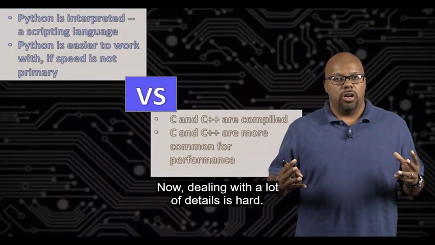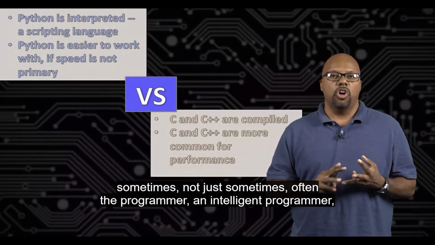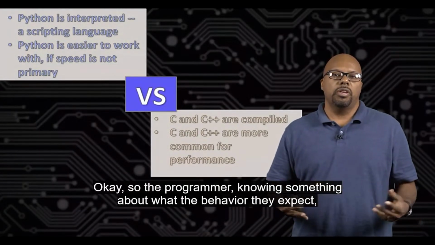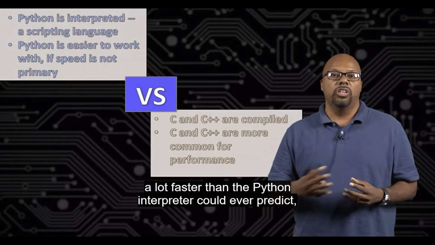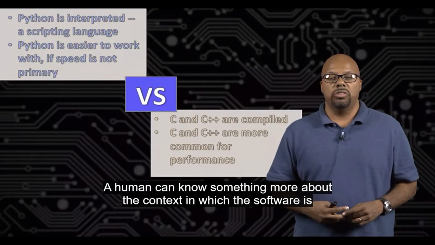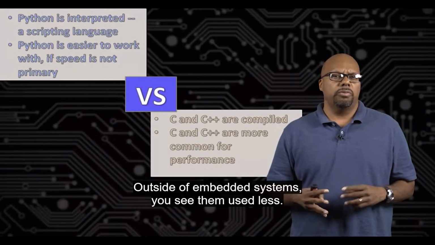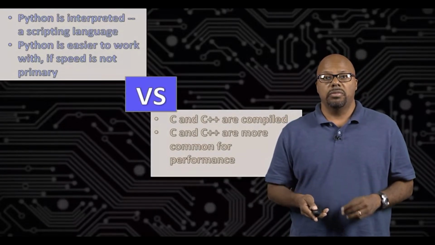Now, dealing with a lot of details is hard, but when it comes to embedded systems, it's often useful because often an intelligent programmer can write code more efficiently than the Python interpreter can. Okay? So the programmer, knowing something about the behavior they expect, can write their C++ code in such a way that it runs a lot faster than the Python interpreter could ever predict. Because the Python interpreter is dumb compared to a human, right? A human can know something more about the context in which the software is being used. So C and C++ are commonly used in embedded systems. Outside of embedded systems, you see them used less. Maybe Java is favored or something like that. But because of the level of control you get with C, they're much more commonly used in embedded systems.